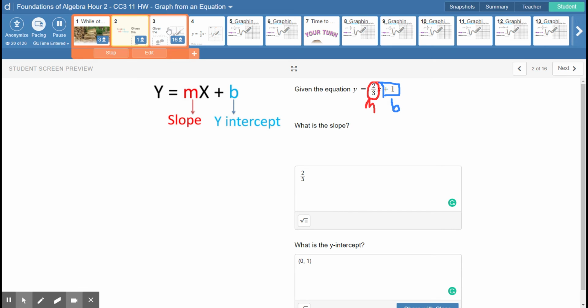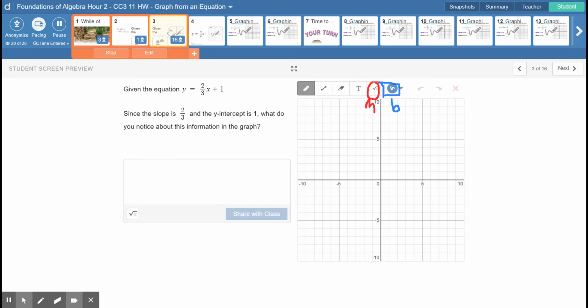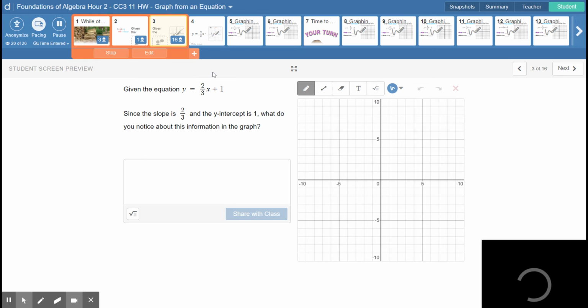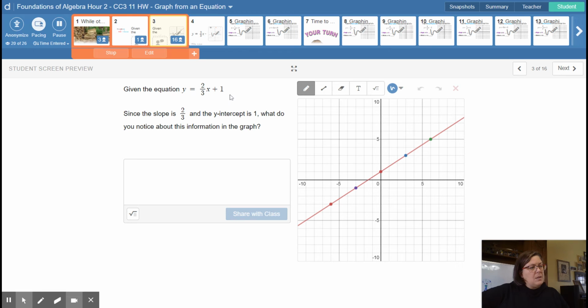All right, so as we take a look at slide 3, it says given the equation y equals 2/3 x plus 1, since the slope is 2/3, we just said that on slide 2, and the y-intercept is 1, here's the graph of that equation. I want you to write down an observation that you notice about the graph. Go, if you haven't done so already. Write down an observation about that graph.